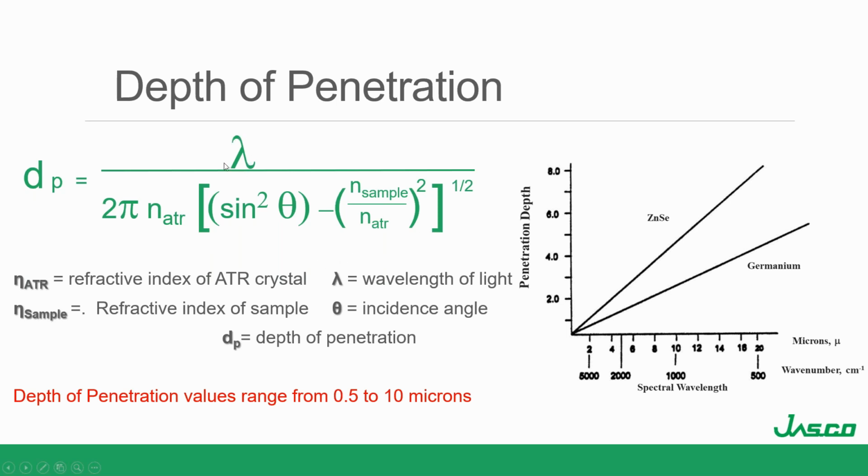So as the wavelength changes, as you go from left to right here, the penetration depth is changing. And notice that the zinc selenide is changing more rapidly than the germanium. The depth of penetration can be from 0.5 to 10 microns.